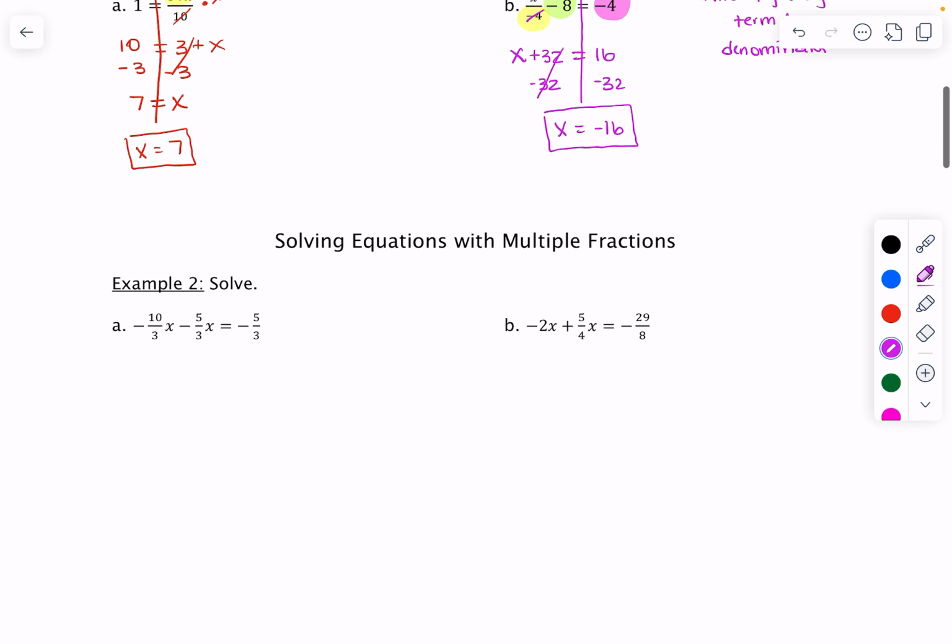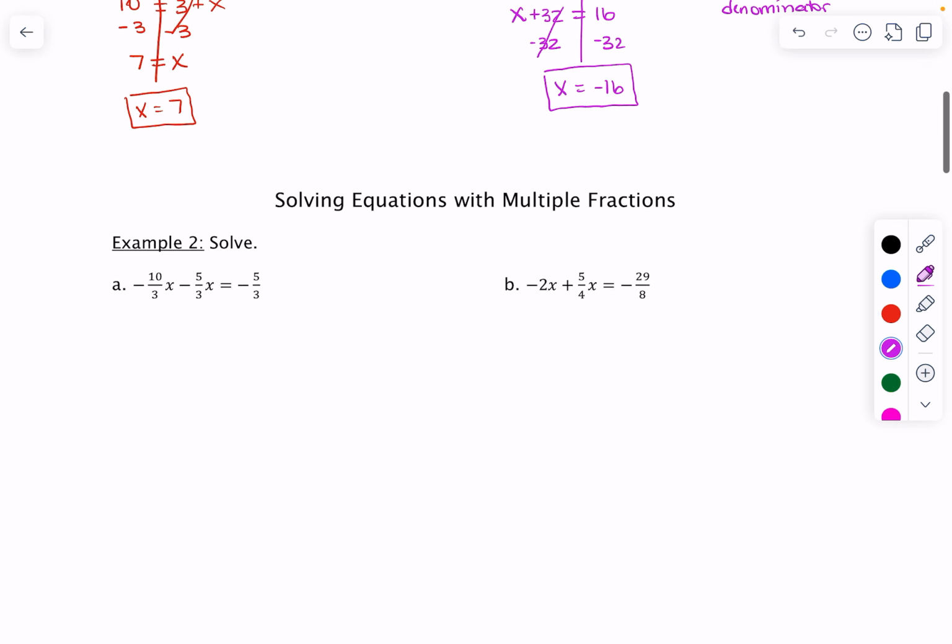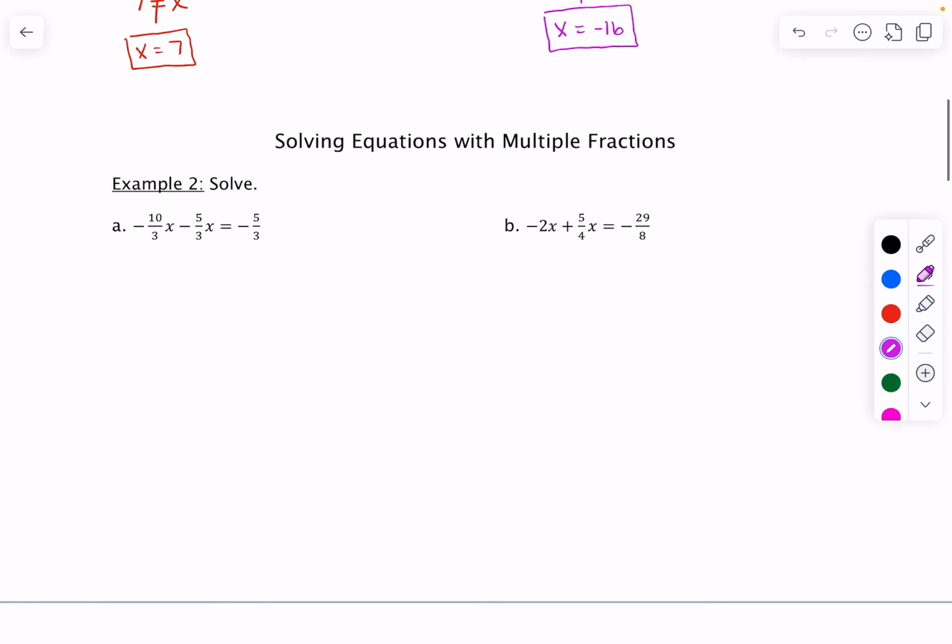So equations with multiple fractions are a bit harder, and they're harder because you don't always have just one number in the denominator. So I'm first going to show you an example of what it looks like when you do have one number in the denominator. So example A, notice, every single fraction in this problem has a denominator of 3. So that 3 is the denominator everywhere, so I can multiply every single number here by the 3.